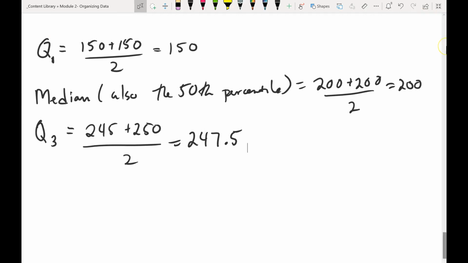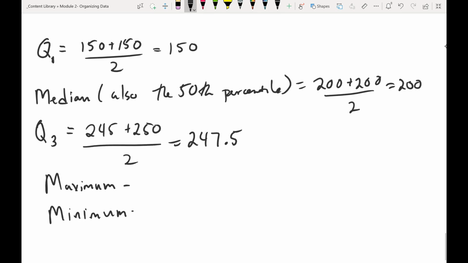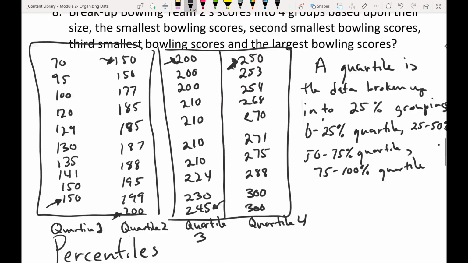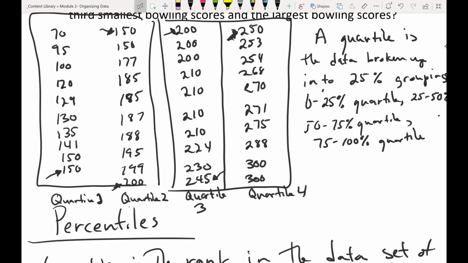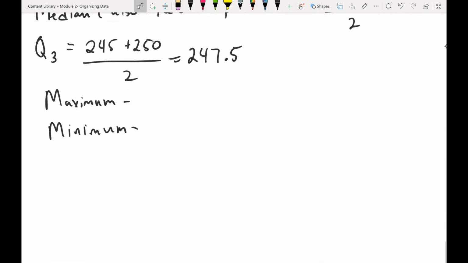There are two more important bits of information that we're going to need here. We're also going to need the maximum and the minimum. The maximum is the maximum data value in the set, and the minimum is the minimum data value in the set. What's our maximum data value? 300. Good. What's the minimum? 70. Maximum means biggest, largest, highest. Minimum means lowest, smallest, least. So my maximum is 300, and my minimum is 70.